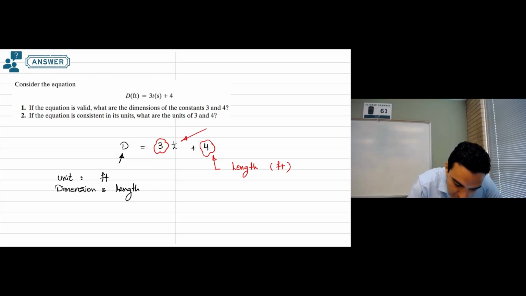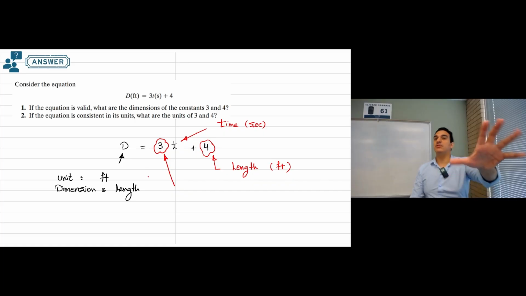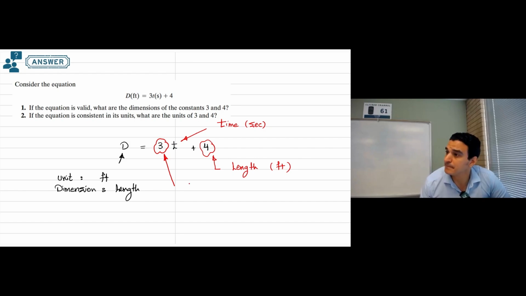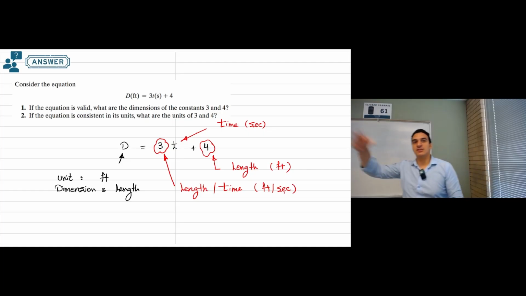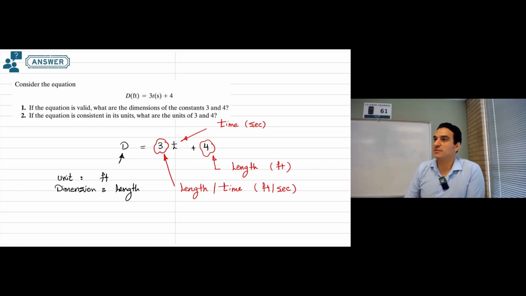Now let's take this number here, number 3. Here we have this t, which is time in seconds. 3t together should be length in feet. So what will be the dimension that number 3 is representing? Is it only length? It will be length over time, that will be feet per second. So feet per second times second, the second will be cancelled, and the remaining will be feet. So this is an example of dimensional homogeneity.